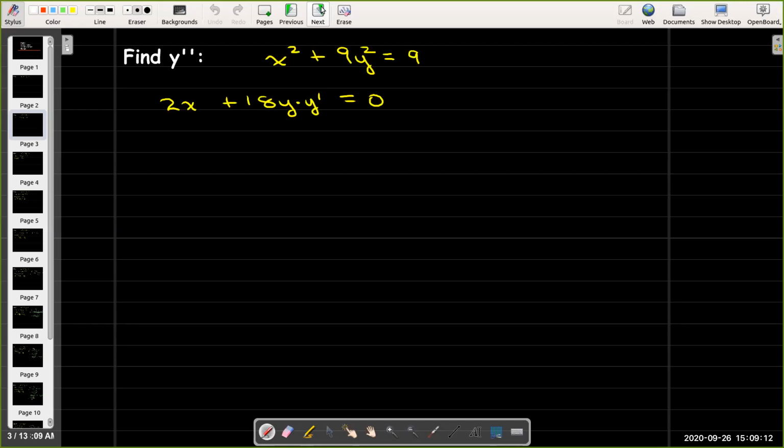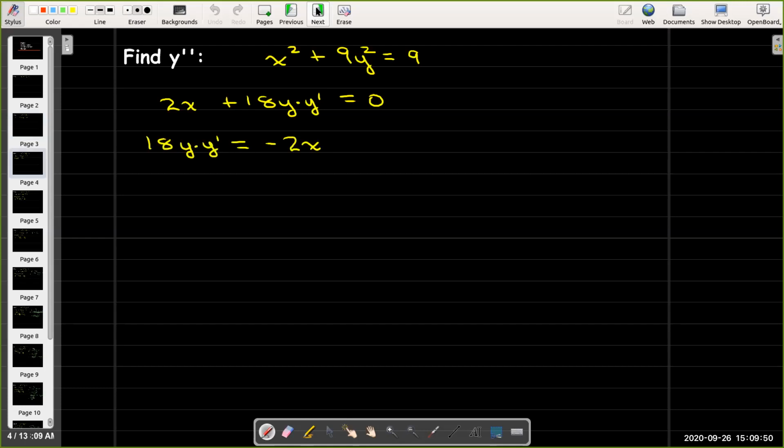So the derivative of x squared will just be 2x. When I find the derivative of 9y squared, I'll use the power rule, but then since the inside y is considered a function of x, I will need to use the chain rule. So I get 18y times y prime equals 0, because the derivative of a constant is always 0. So my next step would be to solve for y prime.